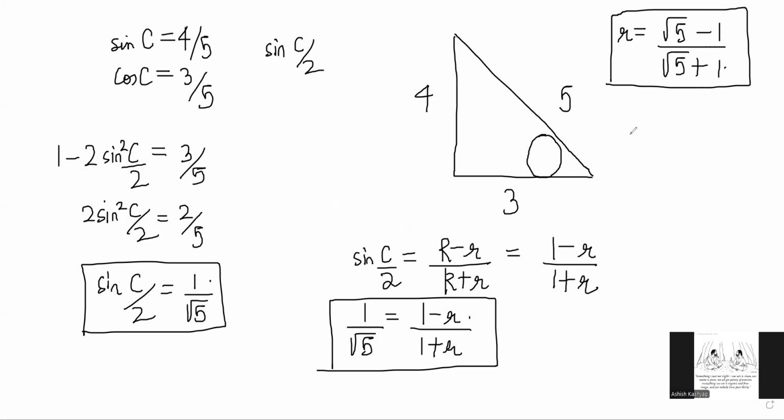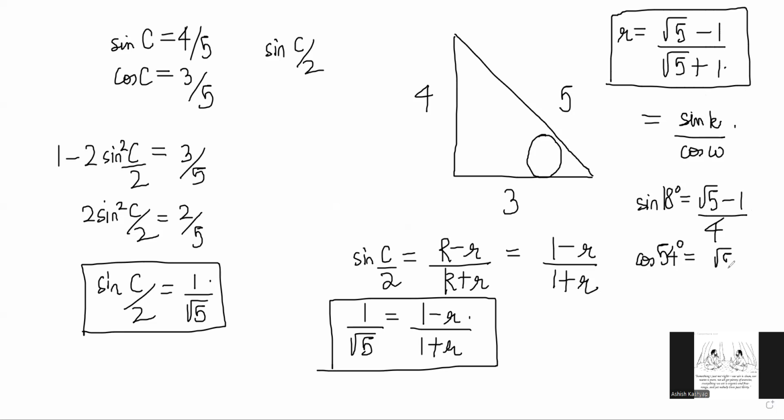Once we have this, we have to express it in the form of sine of some angle k by cos of some angle w. And you should know these basic angles. Sine 18 degree is root 5 minus 1 by 4. And cos 54 degree is root 5 plus 1 by 4. These are two basic trigonometric ratios that you should know. If you don't know it, you can derive it easily.